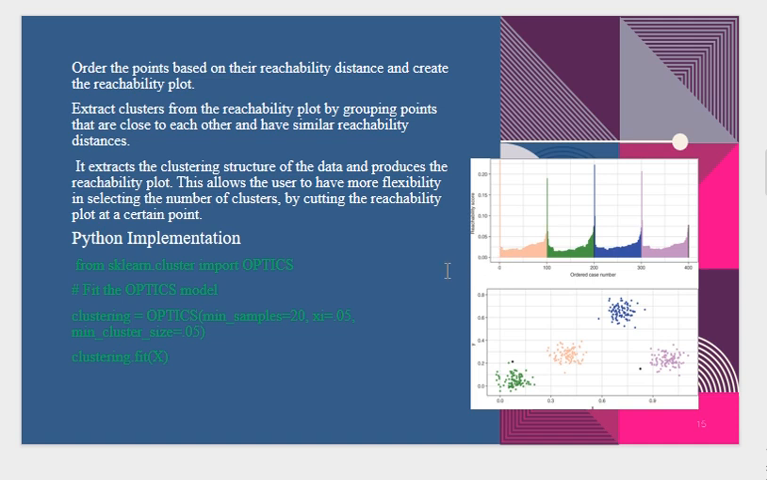In the OPTICS algorithm, each cluster is grouped from data points that are really close to each other. In this region, from here to here, these data points are really close to each other, and they all have the same or nearby reachability distance.